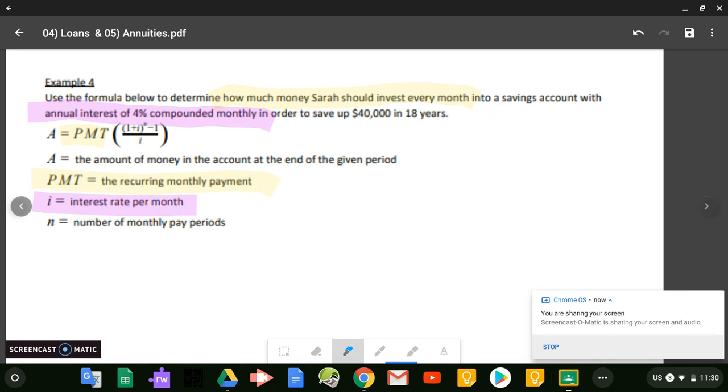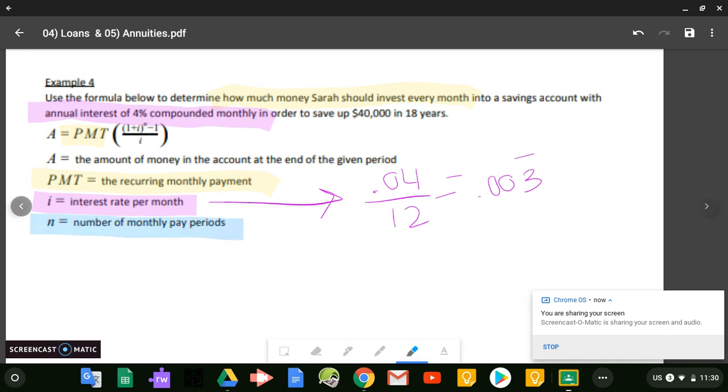So I'm going to do a little bit of a conversion for this, just like we did last time. We know it's 0.04, but it's happening per month, so we're dividing by 12. When I take 0.04 and divide by 12, I actually get a repeating decimal, 0.003 repeated. The other thing we're trying to find, they give us over 18 years, and we change 18 years into months because everything is in terms of months. So this is going to be 216.